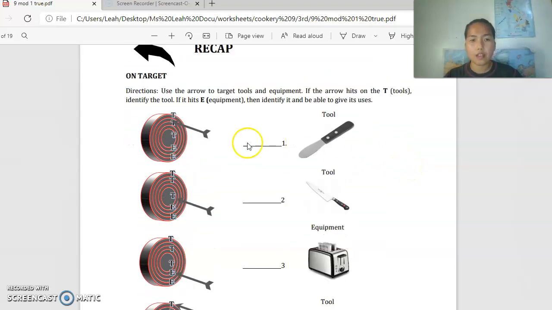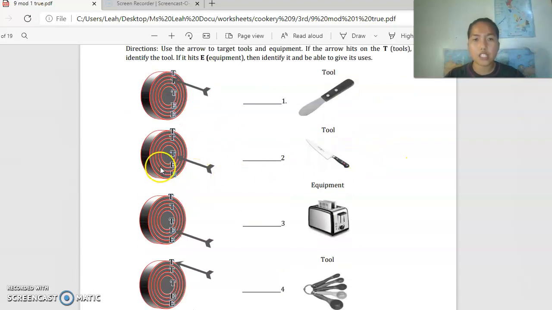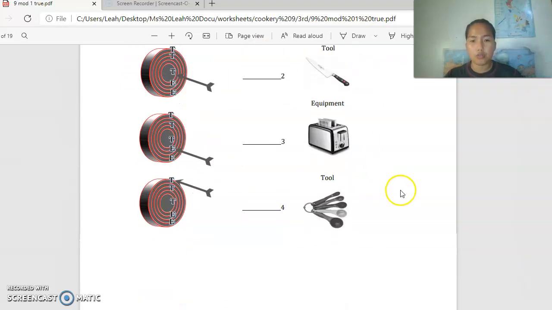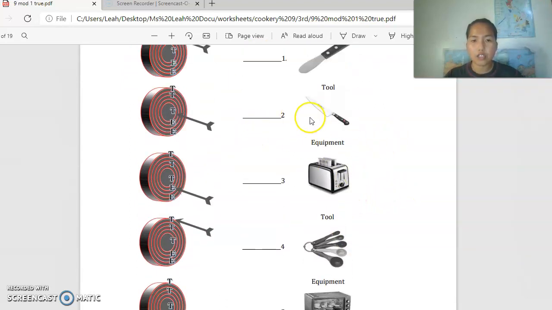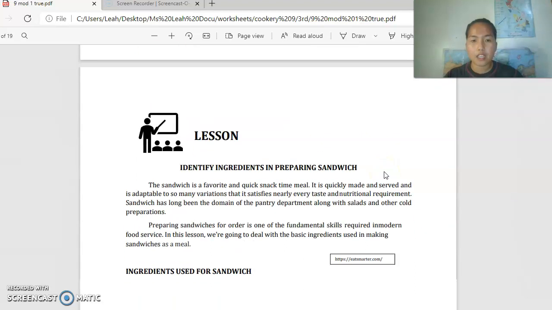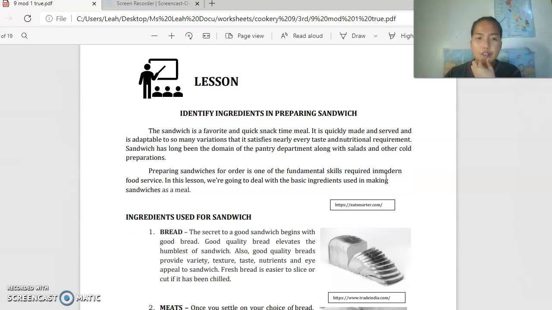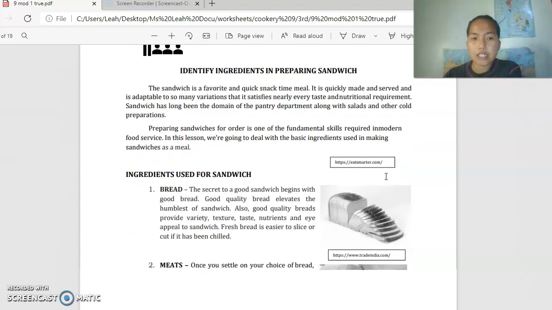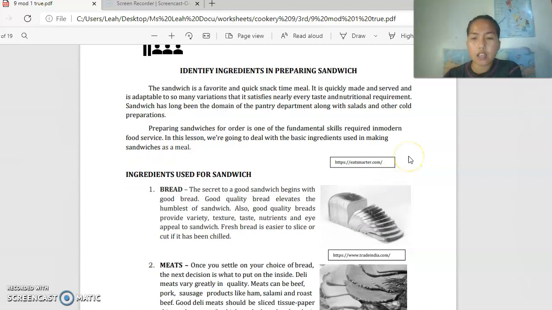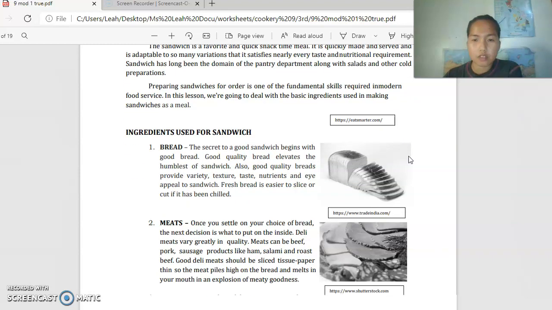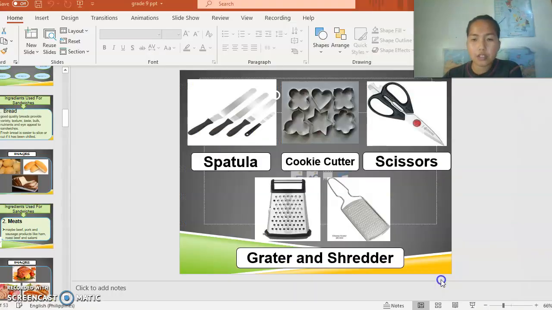So for example, this is the tool. Identify the tool. Identify and siya nga tool. If it is equipment, identify also and give its uses. So just identify the tool and give its uses. Next is, okay, we have here the ingredients in preparing sandwiches. So lesson 1, tools and equipment. So in lesson 2, the ingredients in preparing sandwiches. So what are those ingredients in preparing sandwiches?